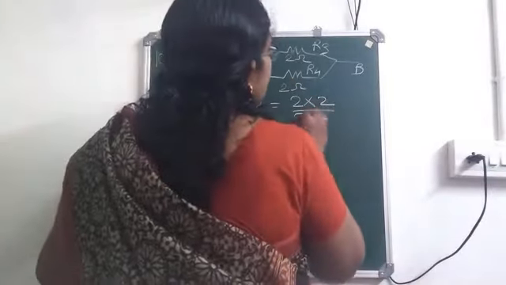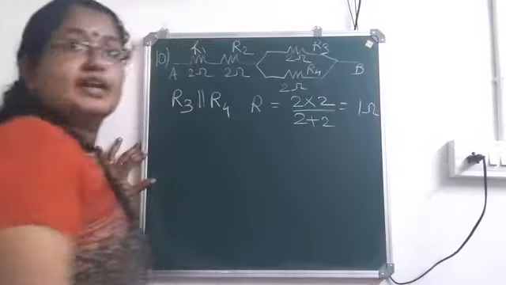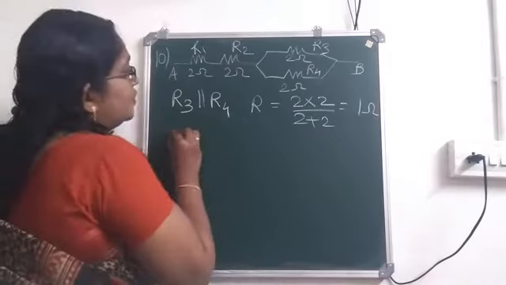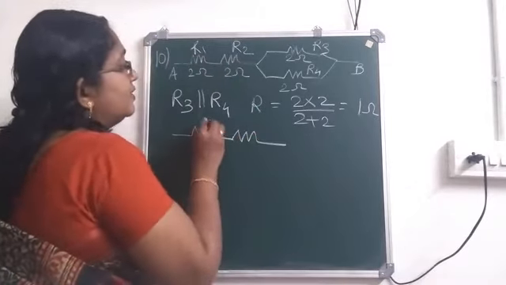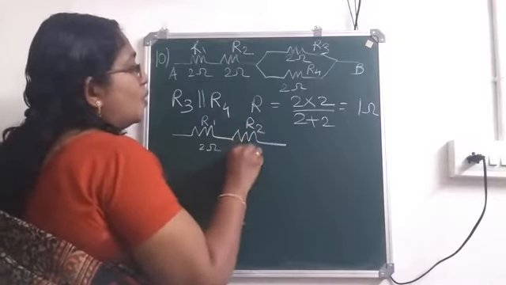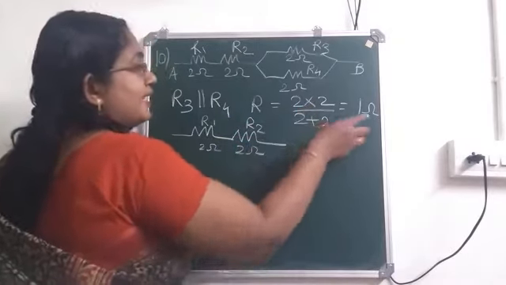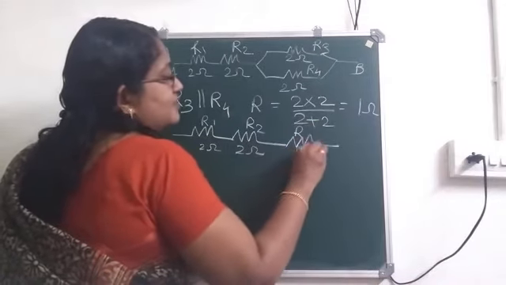So 2 into 2 by 2 plus 2, which is equal to 1 ohm. Now how can I reduce the circuit? Here there is no change, keep it as it is. R1, R2, both are 2 ohm each. Here how much are we getting? 1 ohm. So this is R and it is 1 ohm.